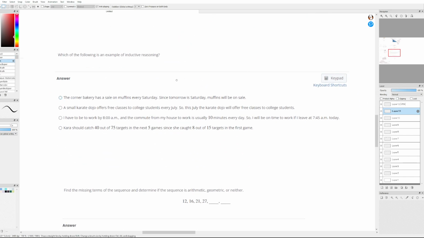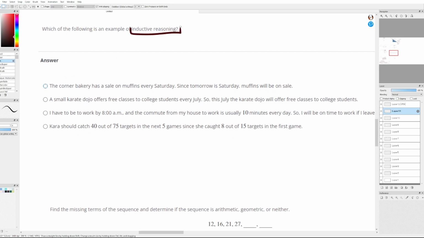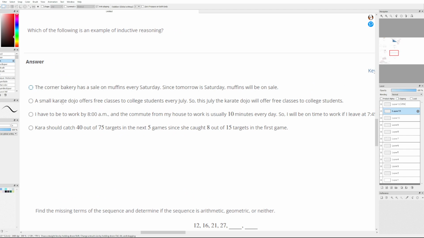Here's another example about inductive and deductive reasoning. It is asking us to find an example of inductive reasoning this time. The first one tells us the Corner Bakery has a sale on muffins every Saturday. Since tomorrow is Saturday, muffins will be on sale. Do you think that this is deductive or inductive? I think that it's deductive because it is going from a general, that every Saturday they have a sale, to a specific, which is tomorrow, Saturday, muffins will be on sale. So this would be deductive.